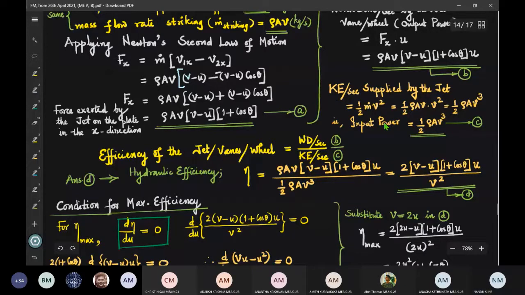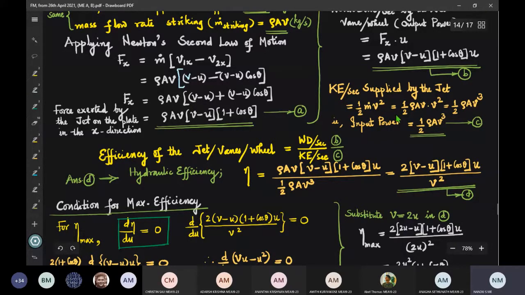Now, the third case, what is the input power? In order to find out efficiency, we require both input power and output power. Input power is the kinetic energy per second supplied by the jet. And in almost all the cases so far, we considered the kinetic energy per second supplied by the jet. So that is found out by half into mass flow rate supplied by the jet into the absolute velocity of the jet squared.